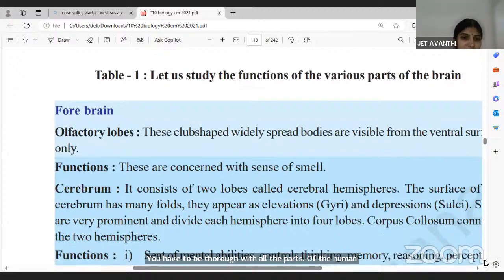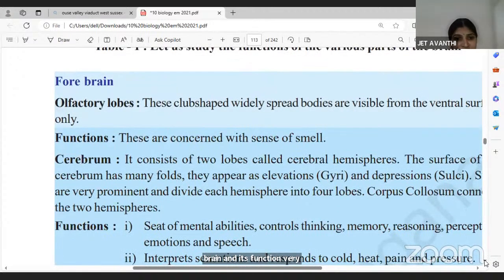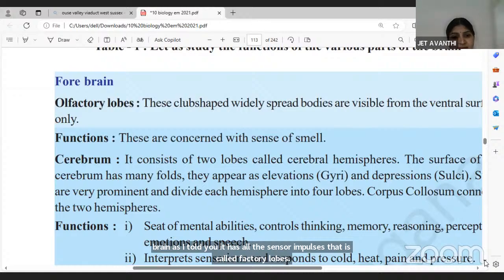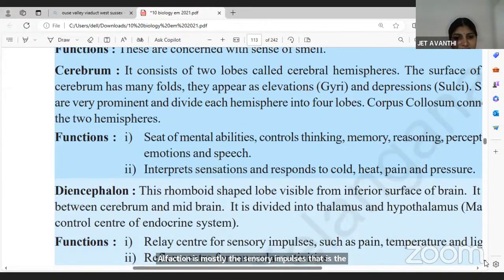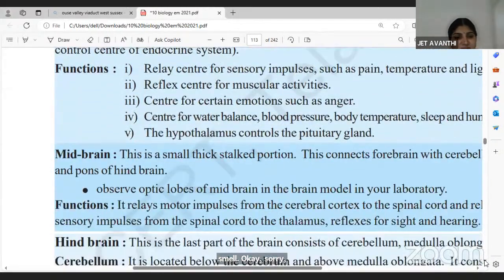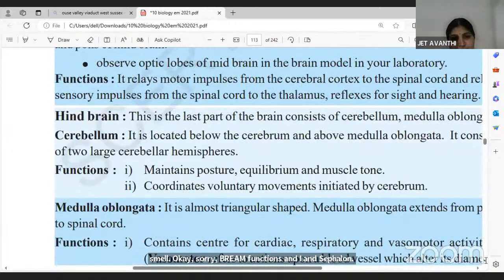And the forebrain, as I told you, has all the sensory impulses, that is the olfactory lobes. Olfaction is mostly the sensory impulses, that is the smell. Cerebrum functions, diencephalon, all these are given: midbrain, hindbrain, cerebellum. As I told you, it maintains posture, equilibrium, muscle tone.